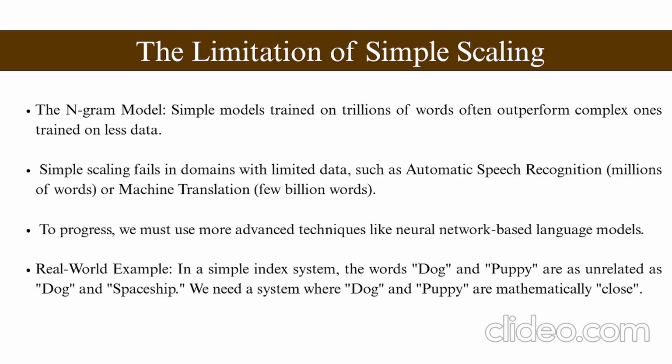We need a system where words like dog and puppy are mathematically close. By representing words as vectors, we can calculate the distance between them using cosine similarity. In a vector space, the dog vector and the puppy vector would point in nearly the same direction, while the spaceship vector would point somewhere entirely different. This mathematical closeness allows the machine to generalize: if it learns something about a dog, it can reasonably apply that knowledge to a puppy.